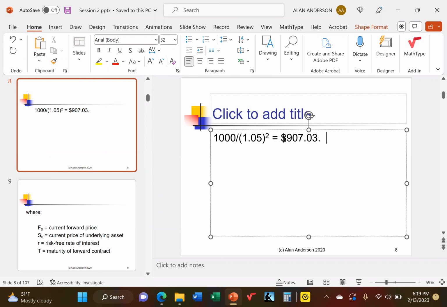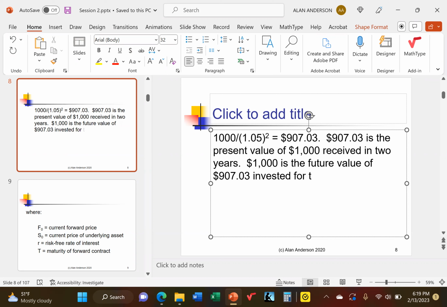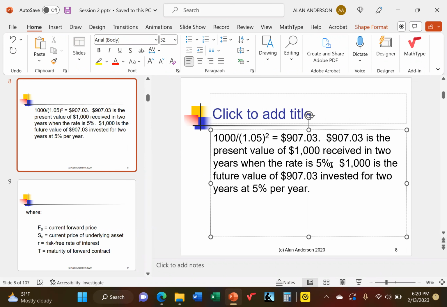Okay, so what this means is that 907.03 is the present value of $1,000 received in 2 years, assuming that the rate of interest is 5% and that interest is only paid once a year. And then we can turn this around and say that 1,000 is the future value of 907.03 invested for 2 years at 5% per year. Actually, let me sneak that in here.